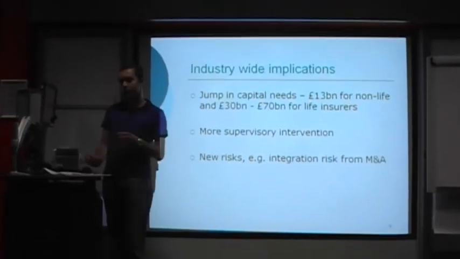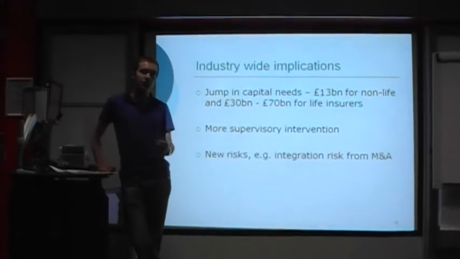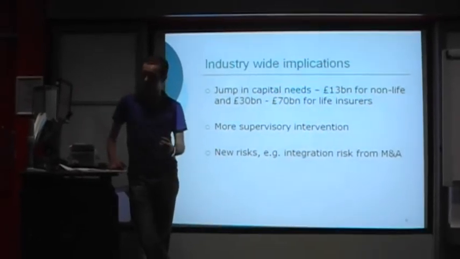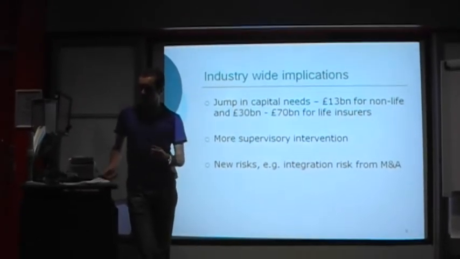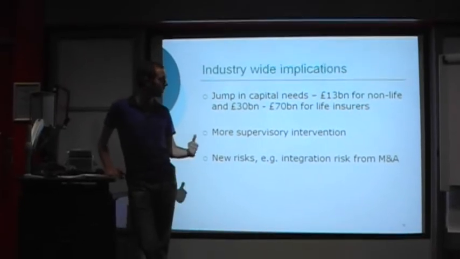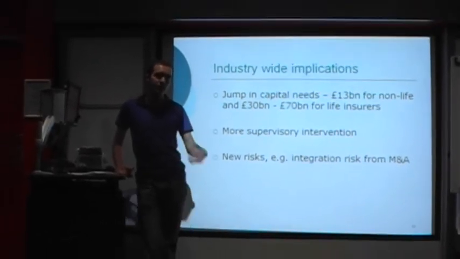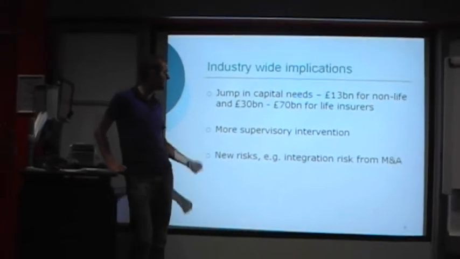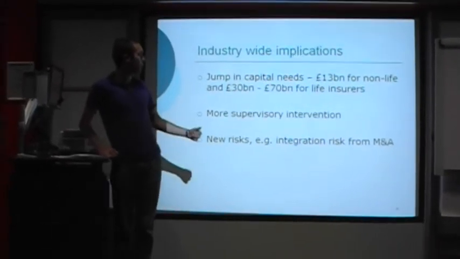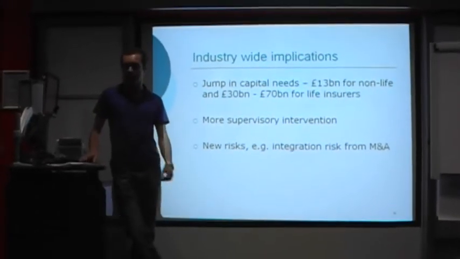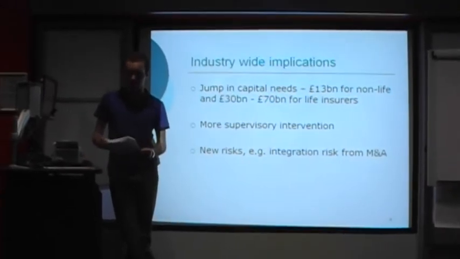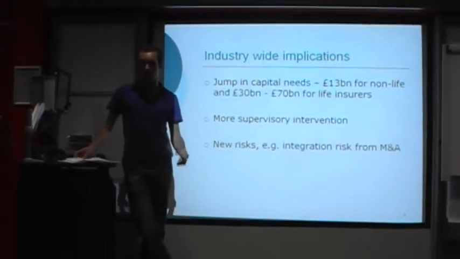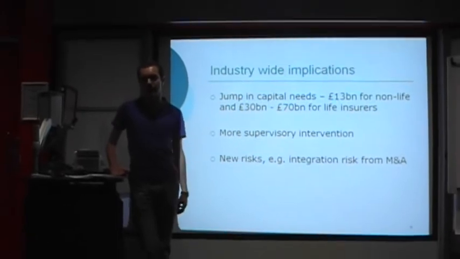So, just going to talk now about the implications of Solvency II on the insurance industry. One of the major changes that's likely to take place is an increase. Insurance companies are going to find that they need to increase their capital requirements. It's been suggested that non-life insurance companies may need to increase their capital holds by about 13 billion, whereas for life insurance it could be anywhere between 30 billion and 70 billion.